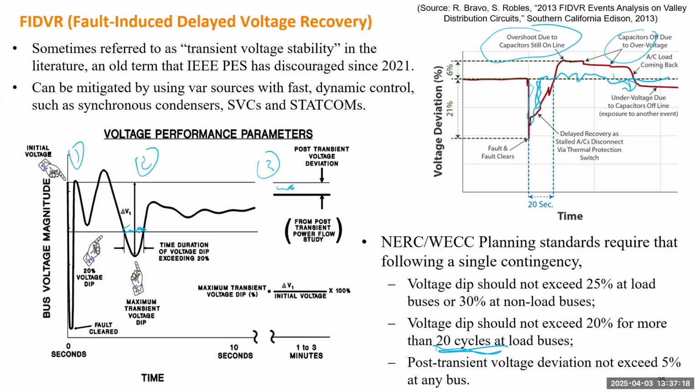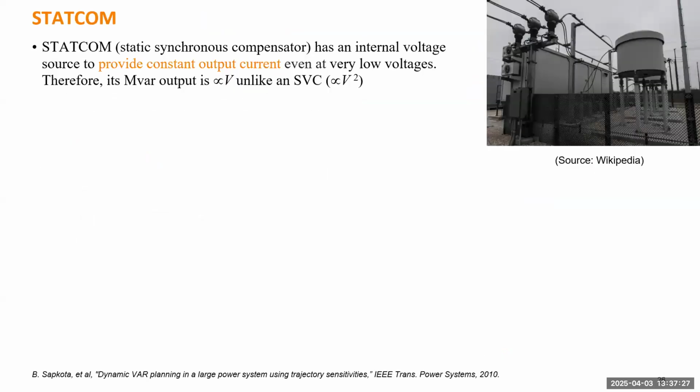Such problems can be mitigated by SVC. And another device is called STATCOM. Actually, they're much better than SVC. What is a STATCOM? The STATCOM is a static synchronous compensator. The old name, if you read very old literature, was static synchronous condenser. But now the name is STATCOM.